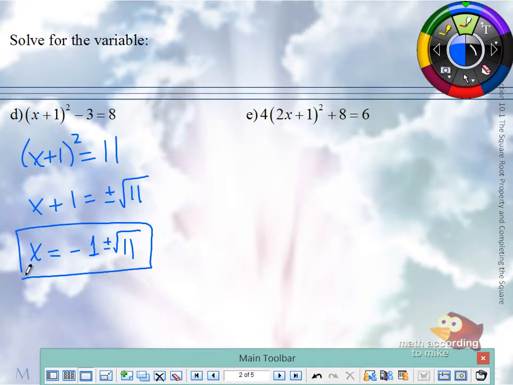Sometimes students put it after and then think they can combine, in this case, the 11 and the negative 1. You can't do it because the 11 is underneath the radical. See, that wasn't bad. Let's look at E.